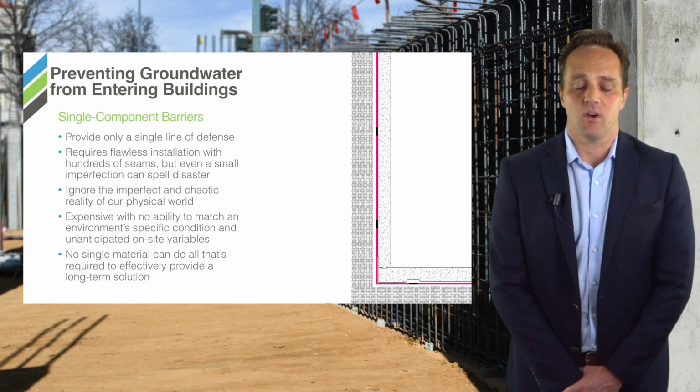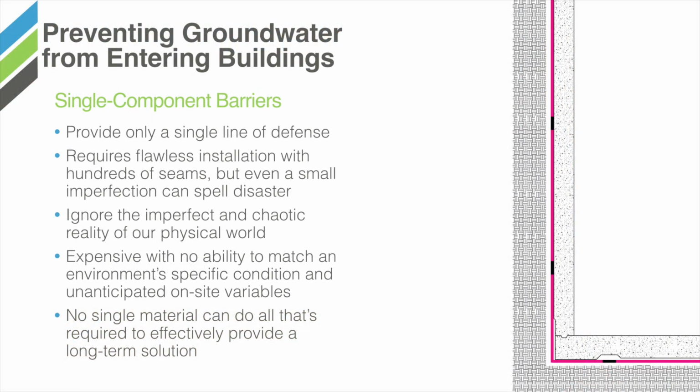Really, this ignores the overall chaos that occurs on a construction site. What happens with a single component system is that you're asking basically for a one-size-fits-all approach to your below-grade foundation needs. Building construction is not one-size-fits-all. Different methodologies are used, different ways of construction are used, and this can create challenges when trying to match a product to fit a specific condition. No single material can do all that's needed to create effective below-grade long-term protection.